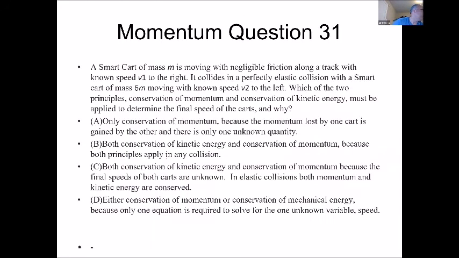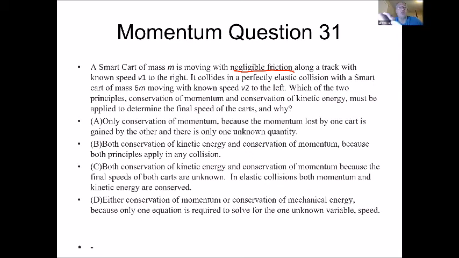All right, here's number 31. So again, smart cart, mass m, moving with negligible friction along a track with a known speed of v1. It collides in a perfectly elastic collision with a smart cart of mass 6m, moving with known speed v2 to the left. Which of the two principles, conservation of momentum and conservation of kinetic energy, must be applied to determine the final speeds of the carts and why?